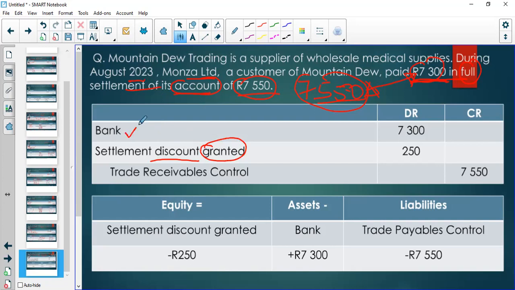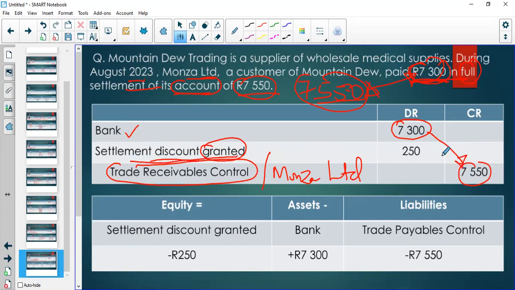So in our bank account, we actually received 7,300. This is the actual amount of money that hit our bank account. Then we're releasing this guy from what he owes as 7,550. We also have to put in his name here as Monza, because we need to record that in his account. Then we need to remember that settlement discount granted is the difference between those two. All right, it's 250.